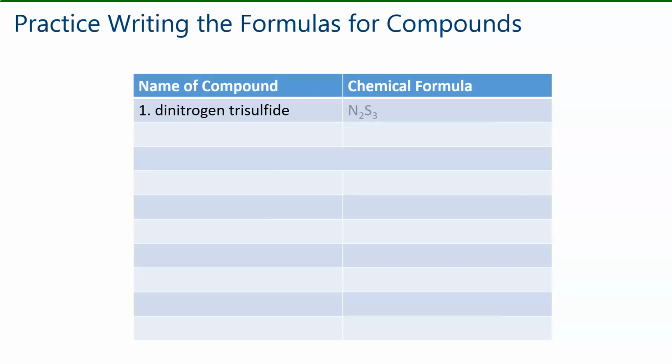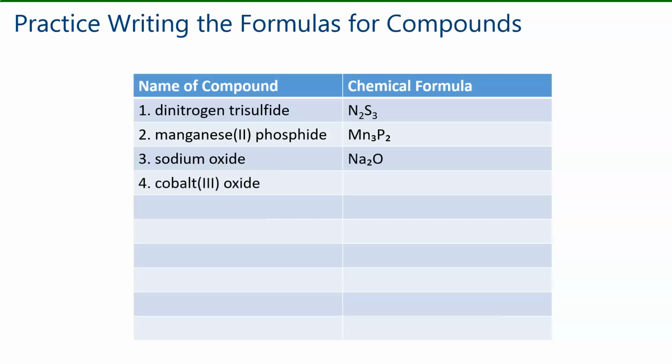And the formula for that is N2S3. Next, we have manganese(II) phosphide. Our formula is Mn3P2. Sodium oxide, Na2O. Cobalt(III) oxide, Co2O3. So we're remembering to balance the charges in numbers 2, 3, and 4, which are ionic compounds.